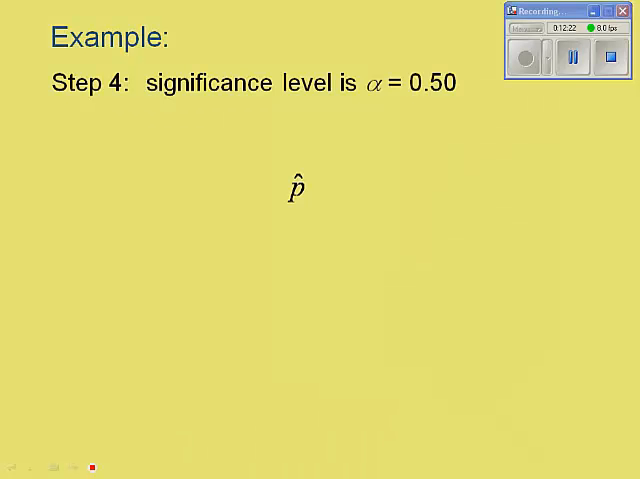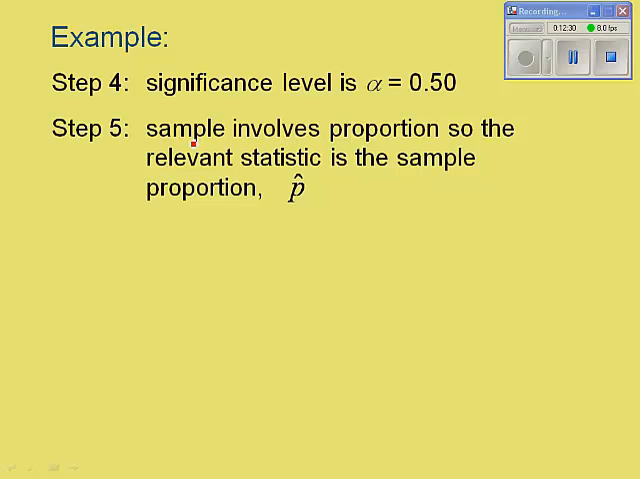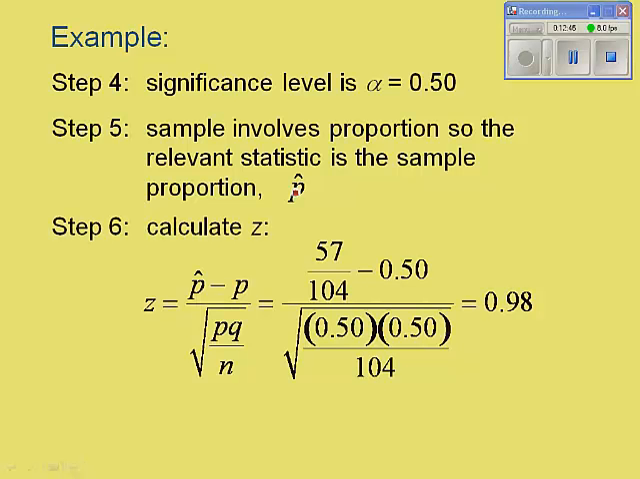So, step 4. We know the significance level is alpha equals 0.05. Step 5. The sample involves proportion, so the relevant statistic is the sample proportion, right? If you're going after p, then the statistic you want to use is p-hat. The formula for p-hat? Well, that was the 57 out of 104. So they calculated a z-value, right? This is the same formula that Craig used. We're not going to go through it all. It's all in the book. But they got z equals 0.98.